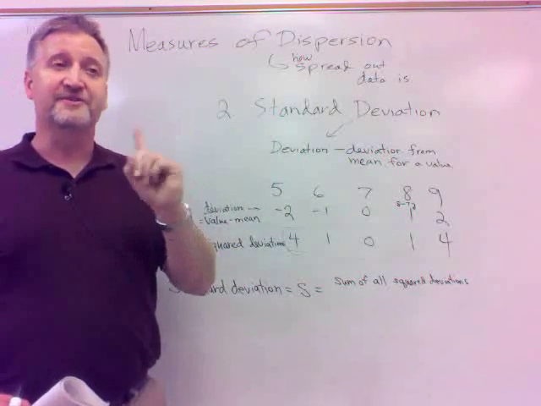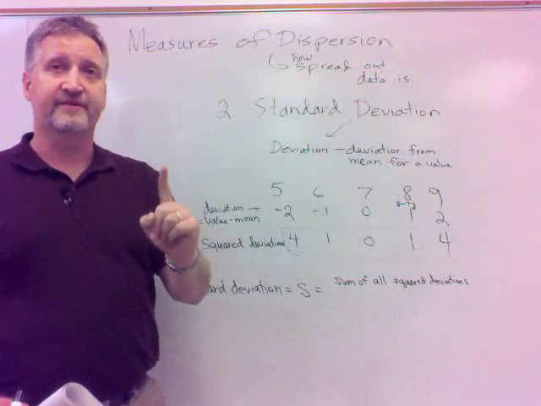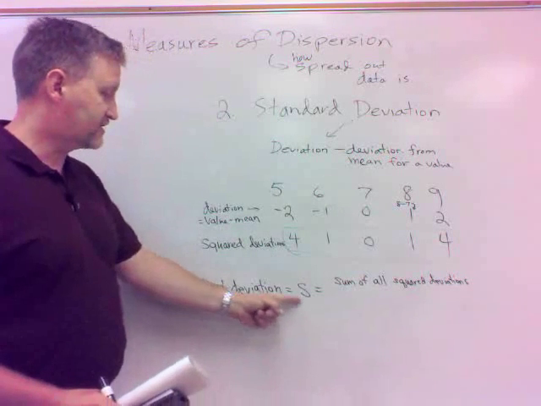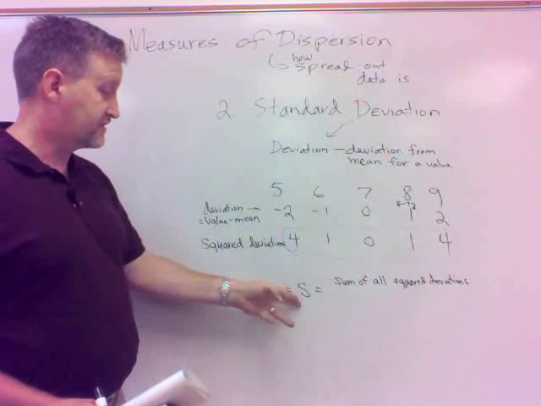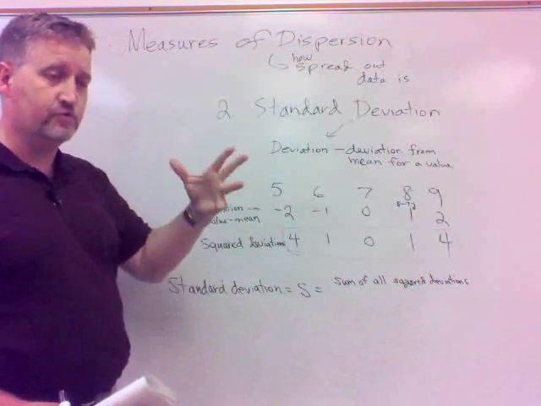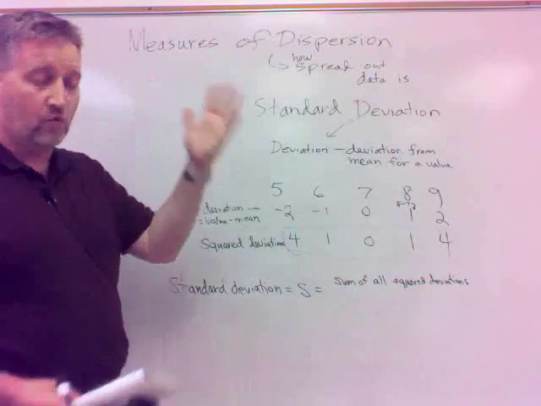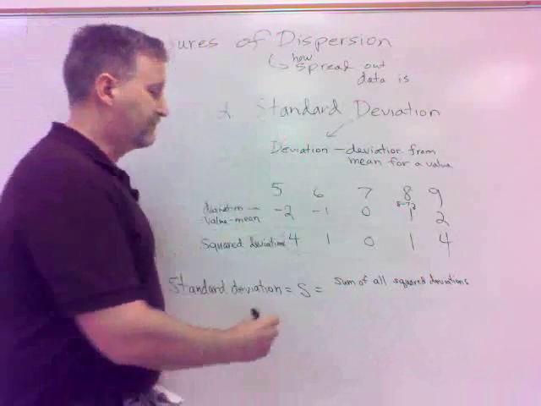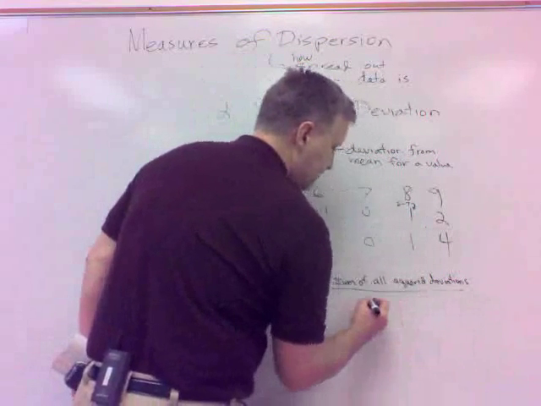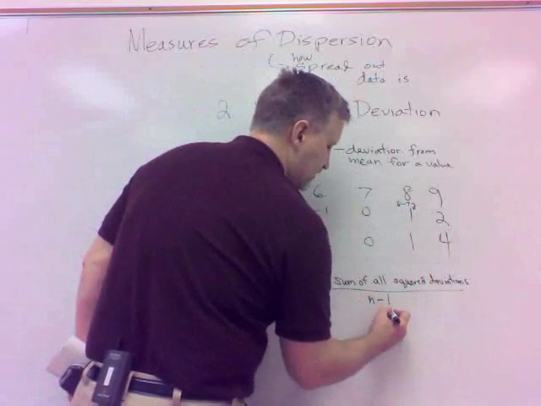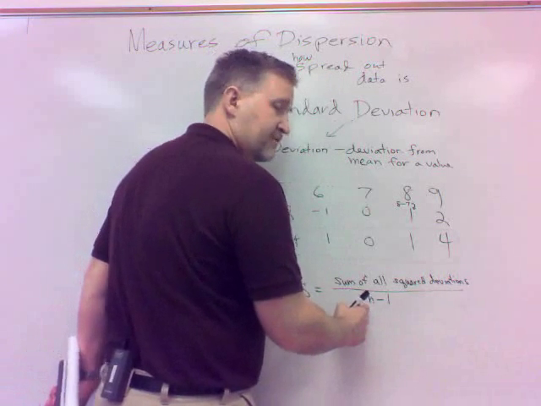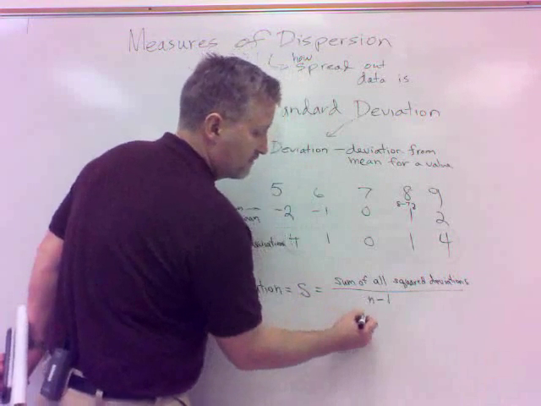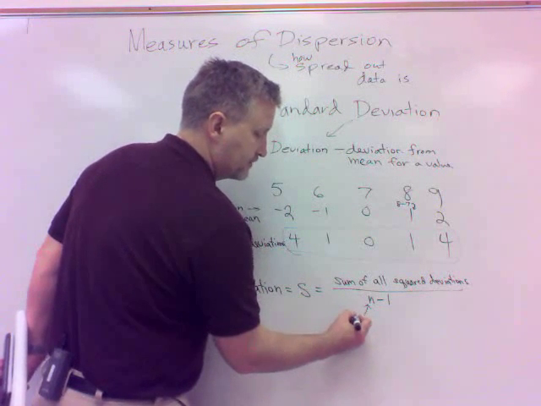Now, there's a little catch on standard deviation. This is usually a sample, so to get this sample standard deviation to match the true standard deviation of the whole group, you have to divide by not n, but n minus 1. And what's n again? N is the number of values there are. So I'm going to take the number of values minus 1.